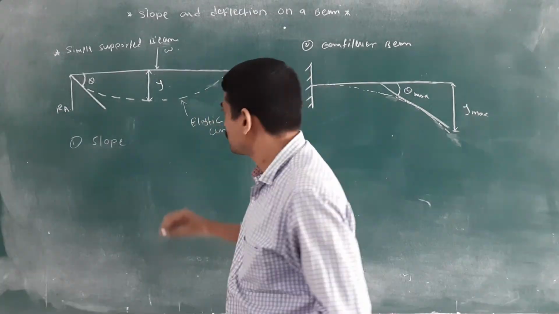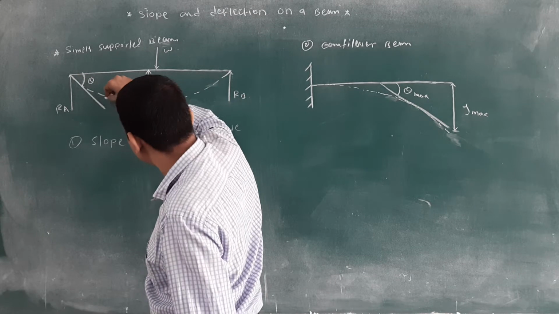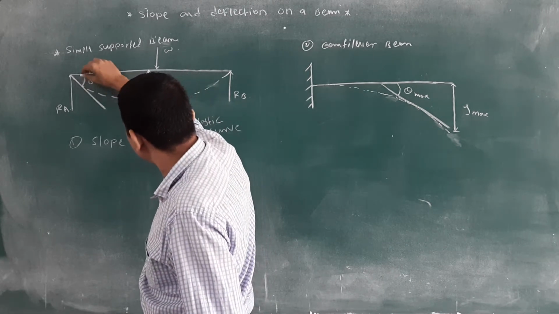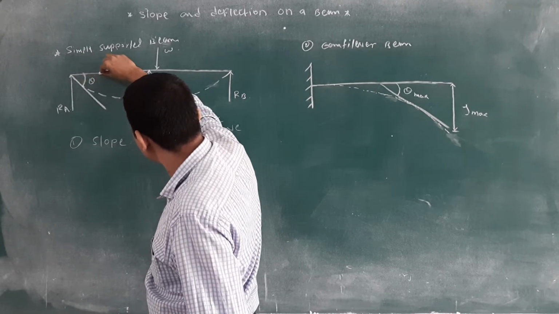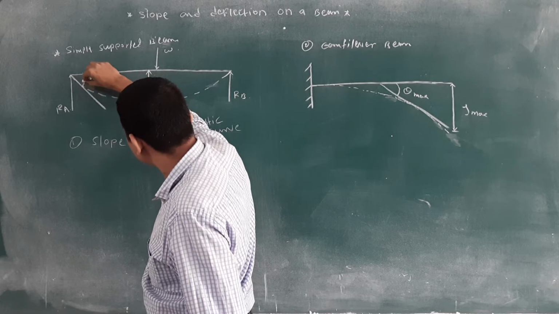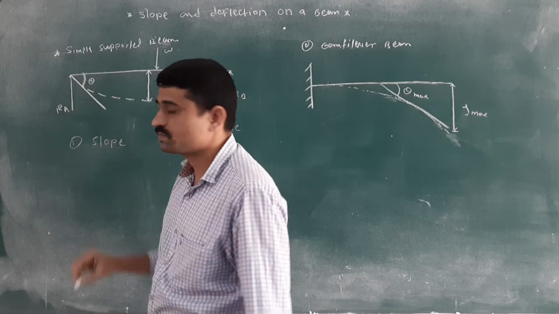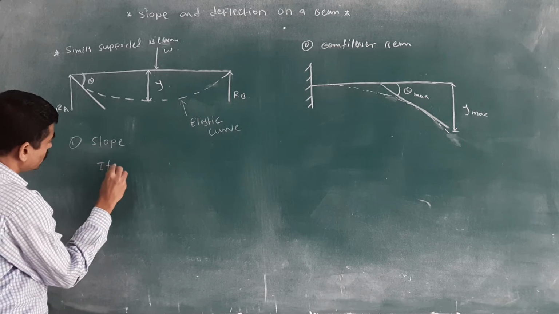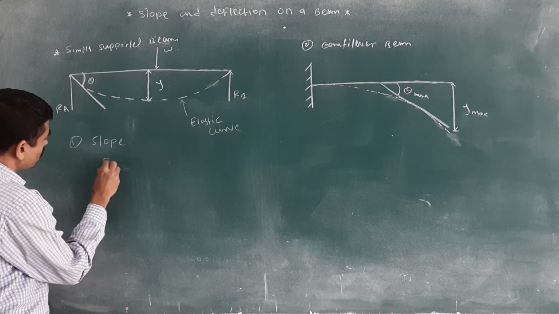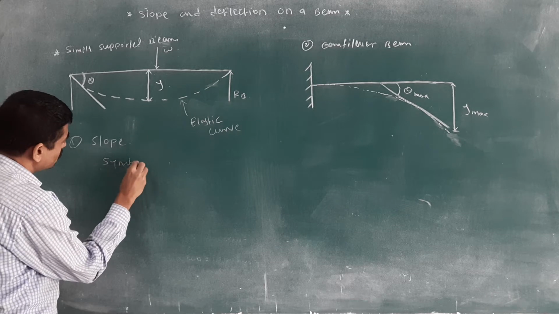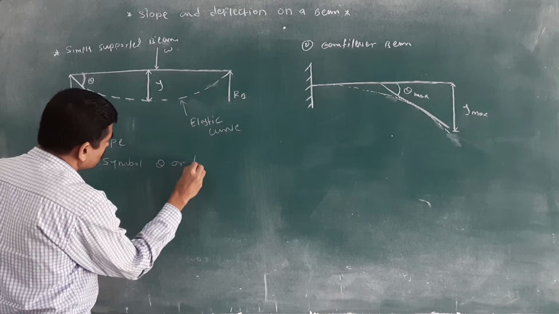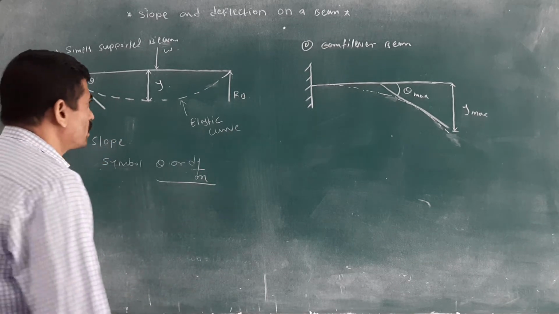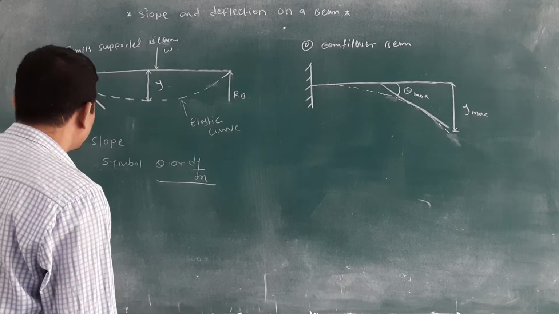If you draw the tangent to that elastic curve at any point, and take the original axis of the beam, the angle between them is the slope. It is denoted by the symbol theta, or dy by dx. Slope is denoted by theta or dy by dx.